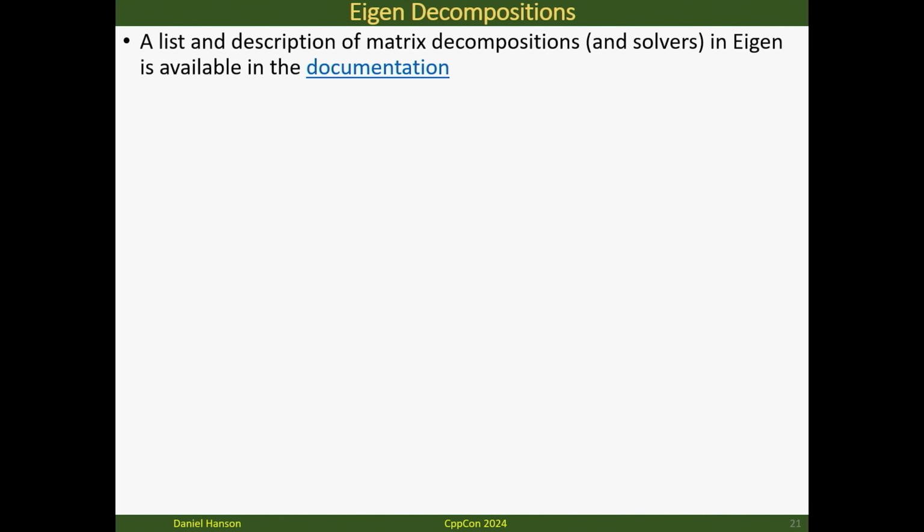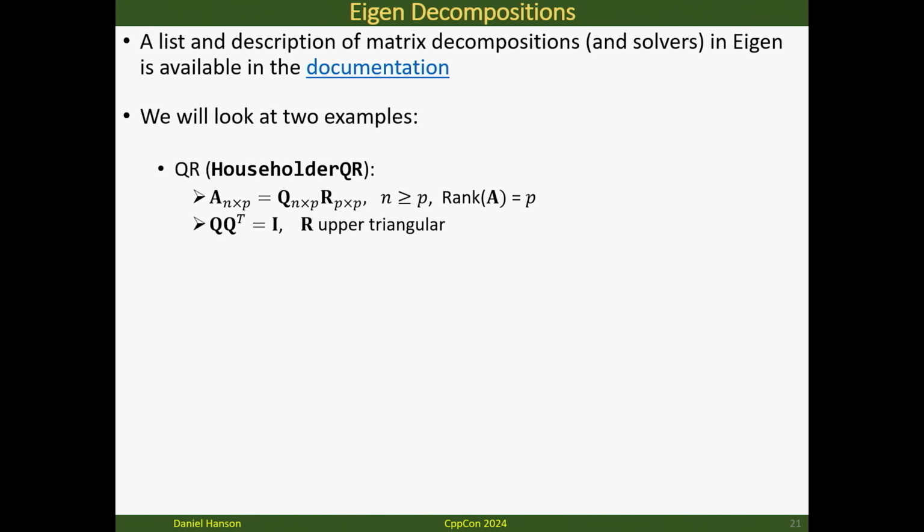Eigen decompositions. There are, I can't remember, maybe 15 or so, and a complete list can be found in the documentation. We'll look at a couple of examples. First, we'll look at the QR decomposition. This is the Householder QR class in Eigen, named after the famous American mathematician. So what this says is for an n by p matrix A, and we'll take the case where the number of rows is greater than or equal to the number of columns, and the rank of the matrix is p. That means that all p columns are linearly independent.